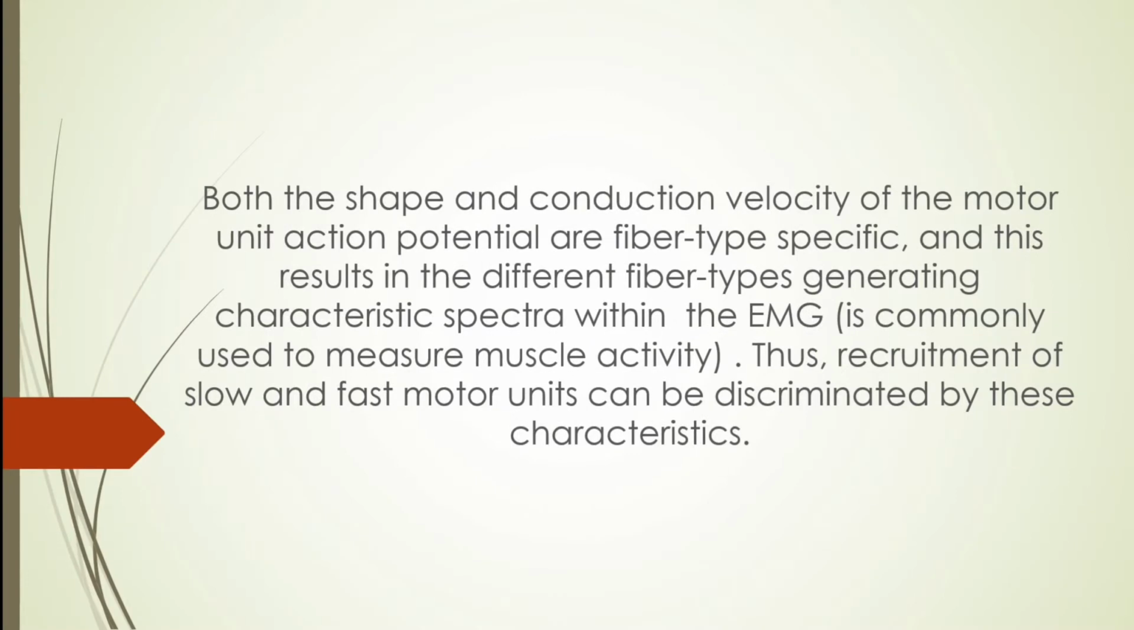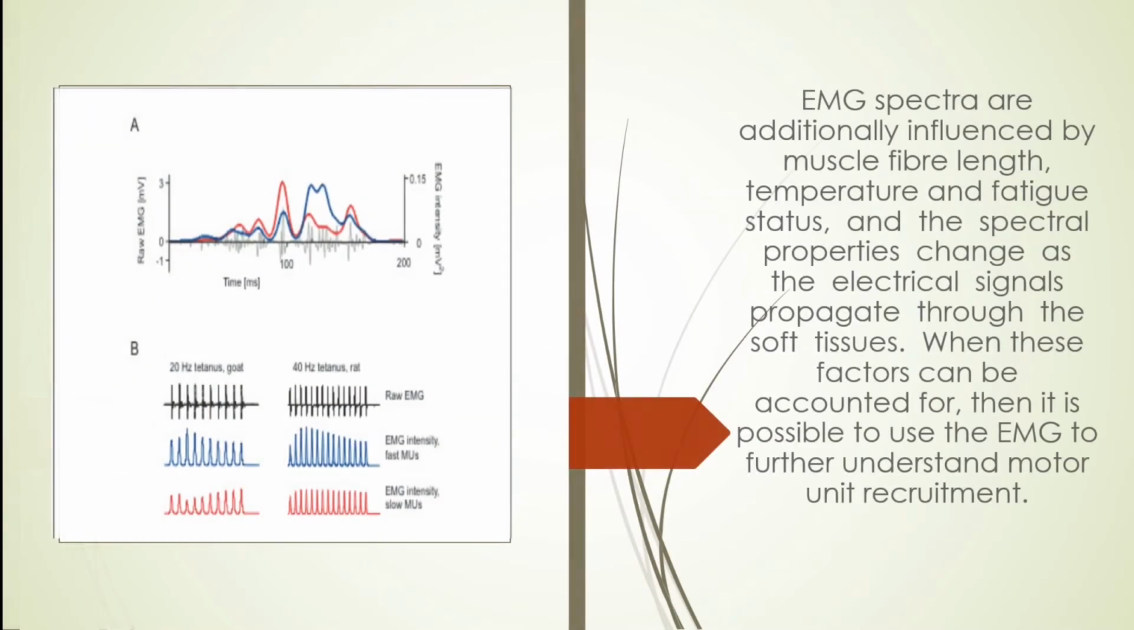Also, every type of muscle fiber has its own shape and conduction velocity of the motor unit action potential, so we can discriminate slow and fast motor units. The EMG signal is influenced by muscle fiber length, temperature, and so on. As we can see here, this is a fast motor unit's EMG and this is a slow motor unit's EMG.